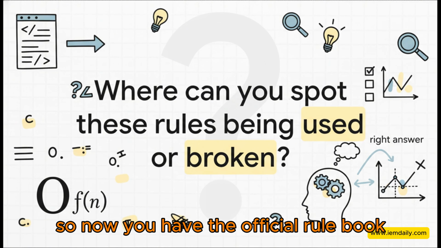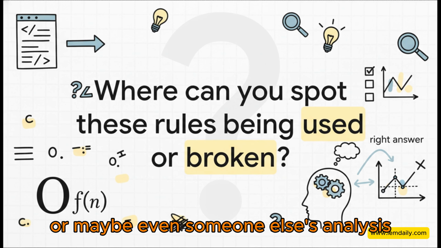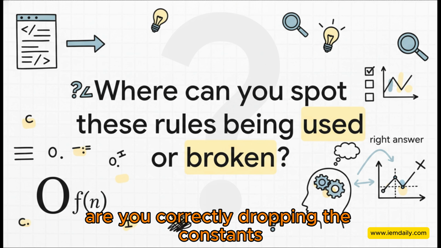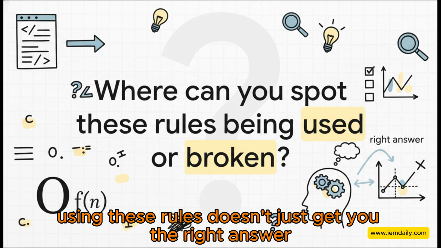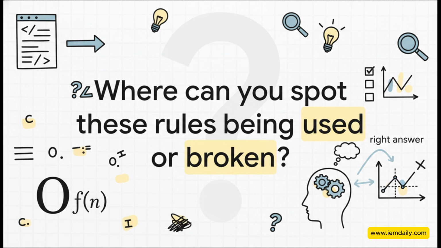So now you have the official rulebook. The next time you're looking at a piece of code, or maybe even someone else's analysis, think about these properties. Are you correctly dropping the constants? Are you picking out the dominant term in a sum? Using these rules doesn't just get you the right answer, it gives you the power and the confidence to prove it. Happy coding!